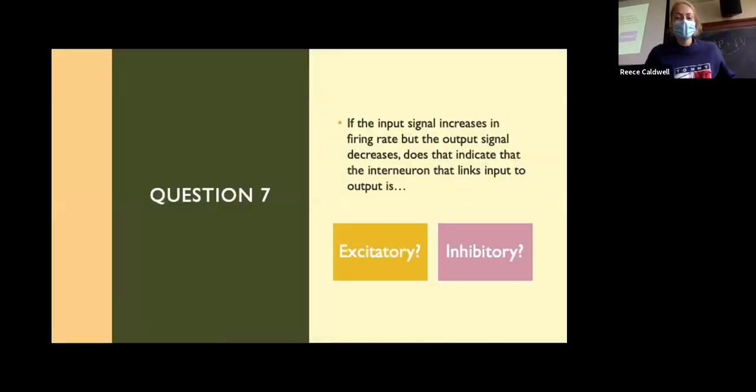Okay, so if the signal increases in firing rate, but the output does not, does that indicate a link of excitatory or inhibitory neurons? That's going to be inhibitory, because we have that inhibition effect. The increase in firing rate that causes that decrease is inhibitory. If it was excitatory, that increased input would cause an increase in output. But we see an increase in input and a decrease in output. So that's why it's inhibitory.